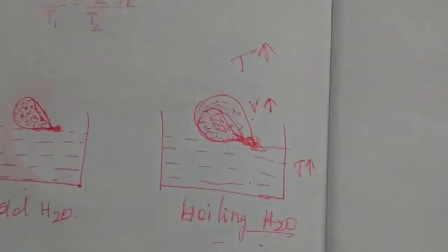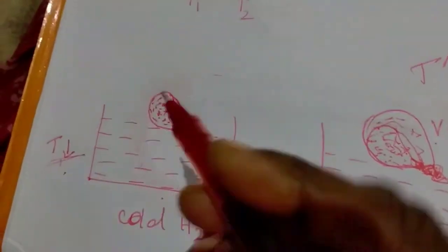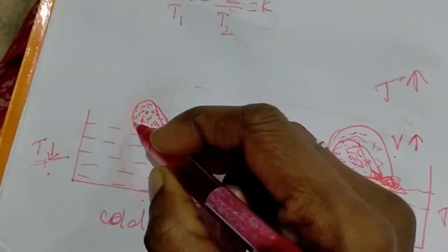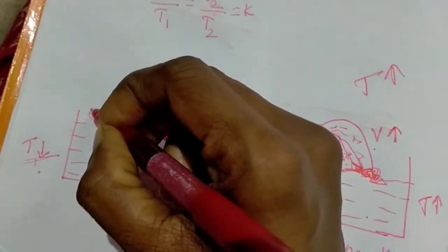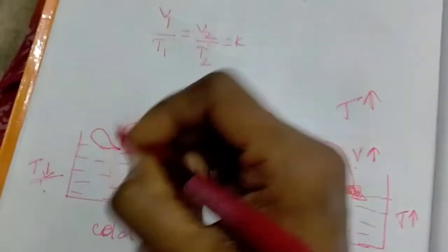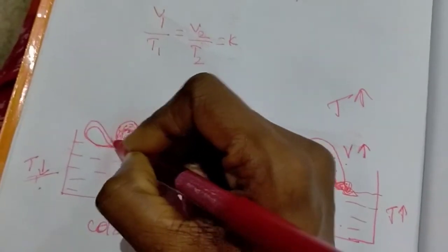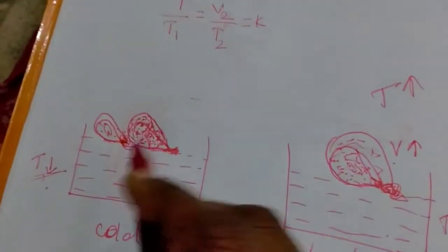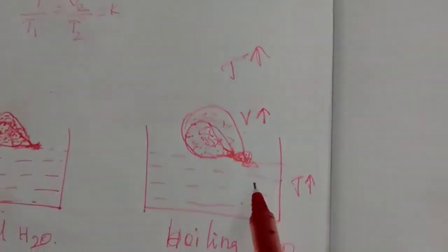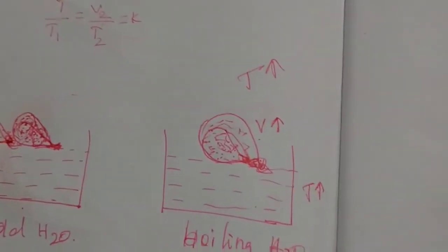So when temperature increases, volume also increases. When temperature decreases, the volume also decreases, so the size will decrease like this. But when heated, it is expanding. The size or the volume is increasing with the increasing temperature.